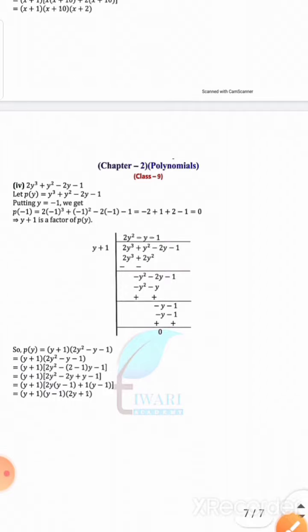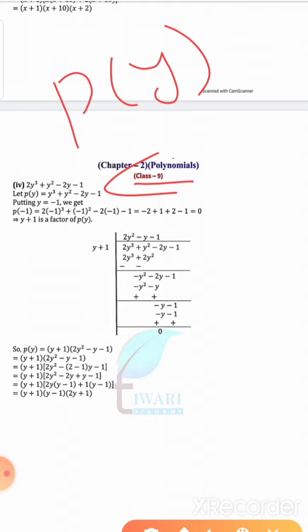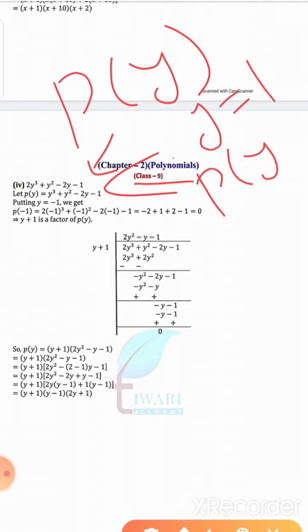Next question, question number 4. Again factorize the cubic polynomial 2y³ + y² − 2y − 1. First we write our polynomial p(y), because all the variables of the polynomial are in the form of y. So p(y) = 2y³ + y² − 2y − 1. In the first trial we substitute y = 1. Substituting, we do not get 0.